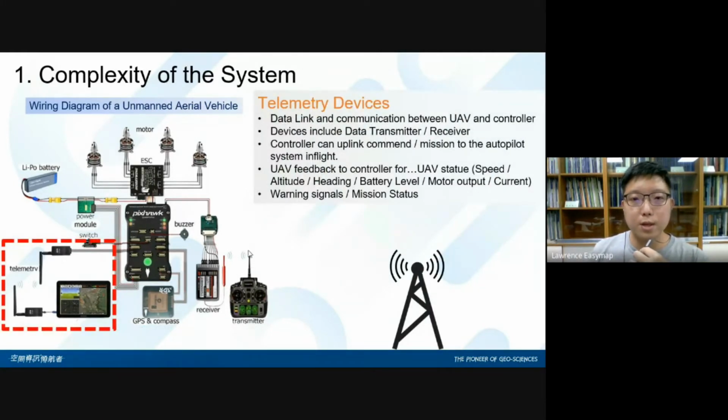Okay, so I think this is the last one, the telemetry device. It is different from the remote control devices because it uses a different frequency. We can call the telemetry device the data link because it communicates between the UAV and the controller. Besides the signal transmission, it will tell something even more. For example, the speed of the UAV, how high it is, what the heading is, the battery level, the motor output, or the electronic current, etc., so much more.